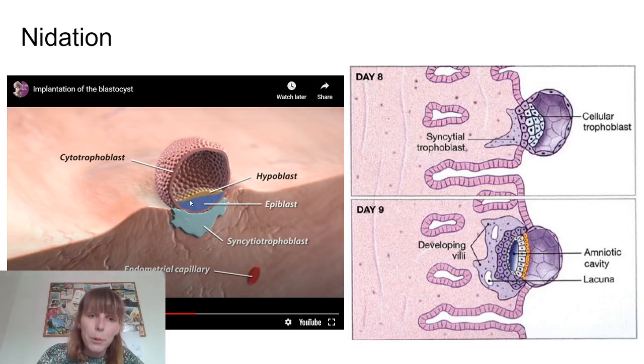So we start seeing that there is a cavity and then two parts of cells which are called the hypoblast and epiblast. Based on their location, epi is usually something more towards the surface. So epiblast is here, hypoblast closer to the center, and then we have cytotrophoblast and syncytiotrophoblast. These two we will be meeting later on.